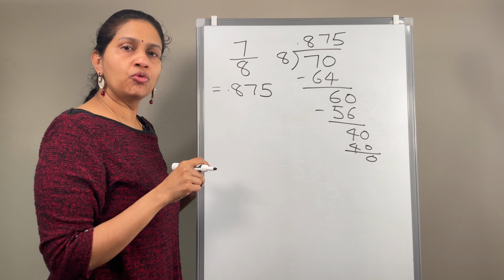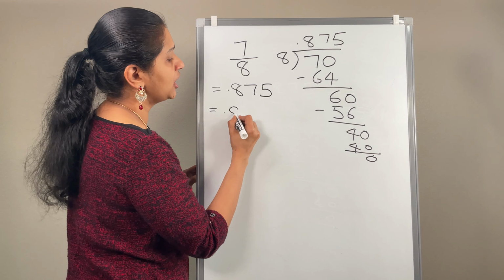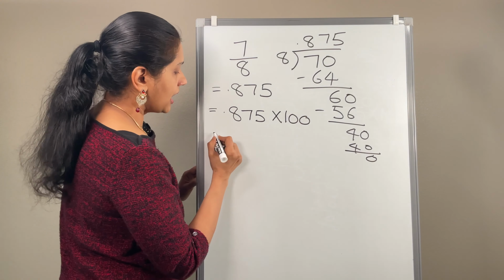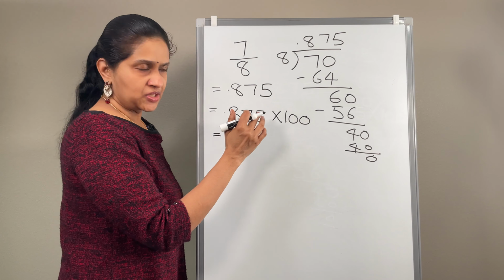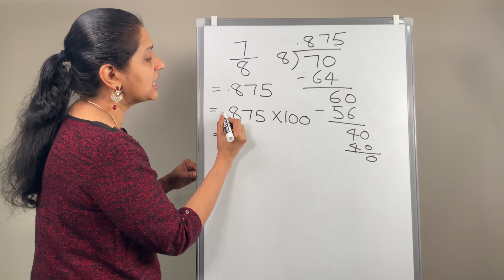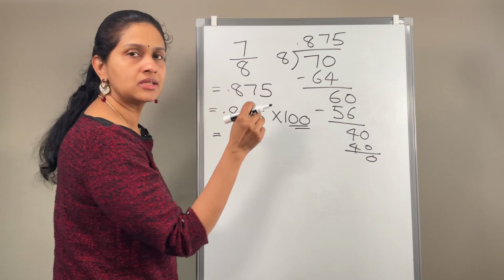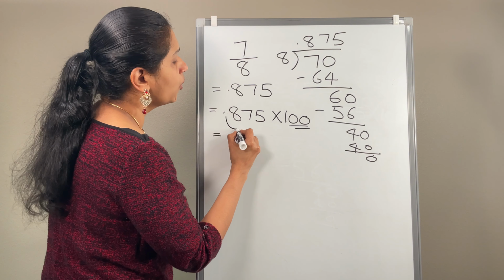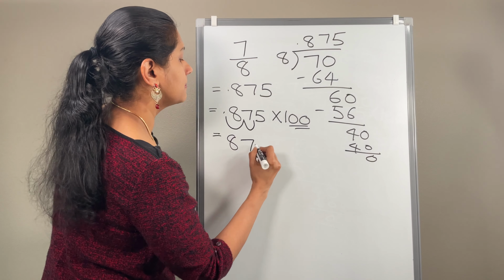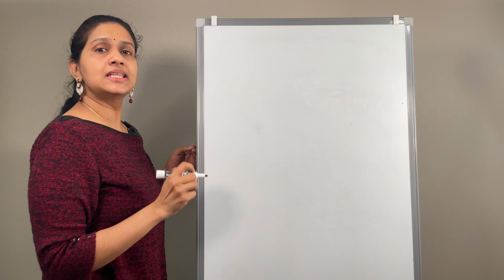But what we need to do is convert this fraction to a percentage. So to convert this to a percentage, we need to multiply this decimal by 100. And when you multiply a decimal by 100, we have to move the decimal 2 points to the right. Since we have 2 zeros in this 100, we are going to move this decimal 2 points to the right, which means this will become 87.5%.